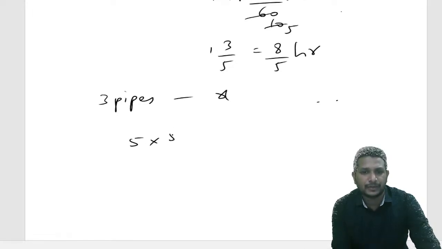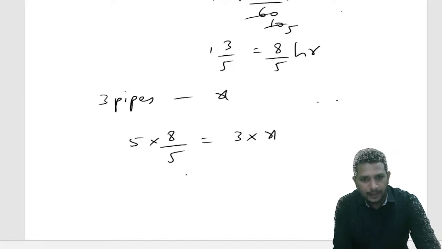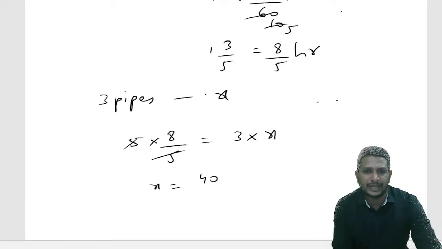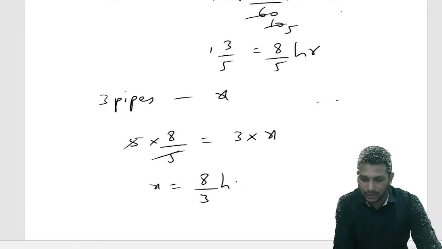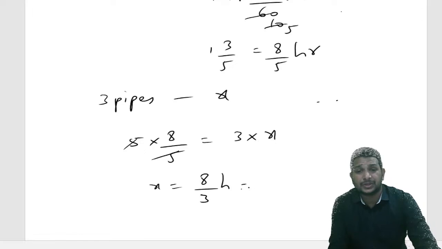5 into 8 by 5, direct method. Now, 3 into x. So x equal to 5 will be cancelled, right? So 8 by 3. 8 by 3 hours. So now we need to convert this into minutes also.